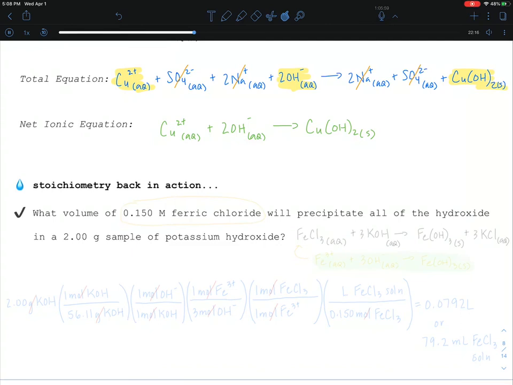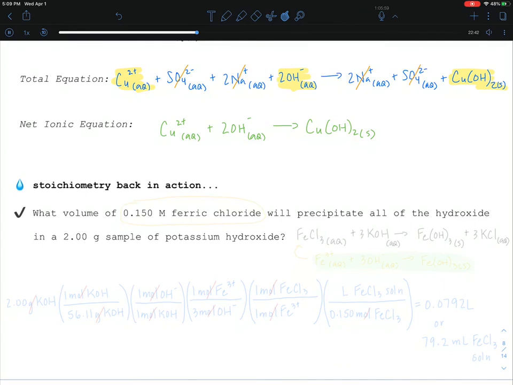They don't give us the concentration of that. They're basically asking the volume of the ferric chloride necessary to precipitate all of the hydroxide. You have to just assume that all of the potassium hydroxide will dissociate. And that's fine, right now. In Chem 32, you can calculate, actually, how much of that you expect to dissolve. But for now, we're just going to write out, first of all, our total equation.